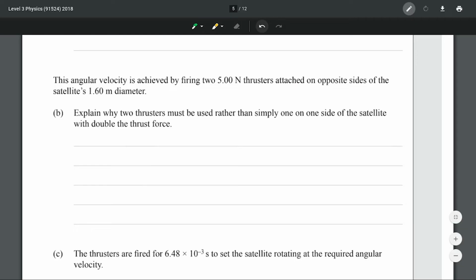This angular velocity is achieved by firing two 5-Newton thrusters attached on opposite sides of the satellite's 1.60 meter diameter. Explain why 2 thrusters must be used rather than simply one on one side of the satellite with double the thrust force. So let me do a bit of a diagram right in this space. I'll rub it out when I'm done. So if we just had one thruster here, now, sure, we are going to get some rotation as a result of this, since we have an unbalanced torque, but the problem is we also have an unbalanced force.